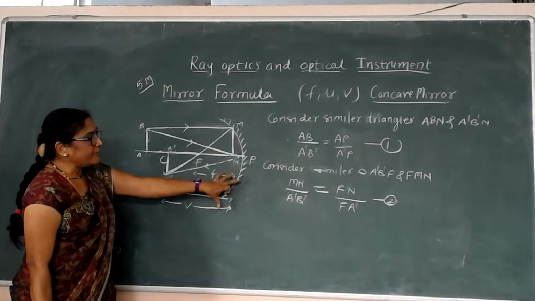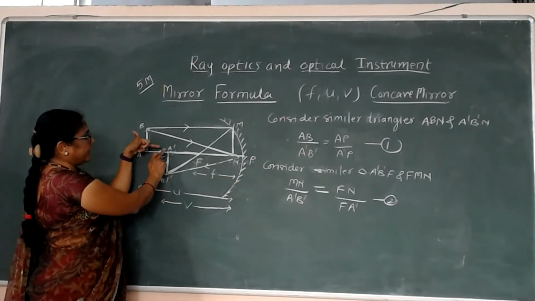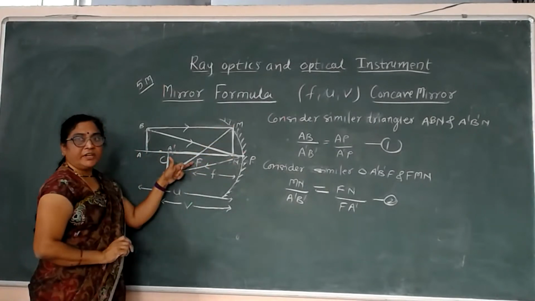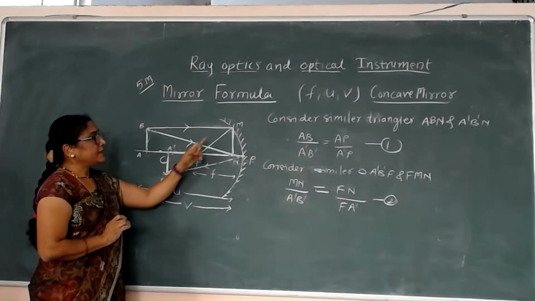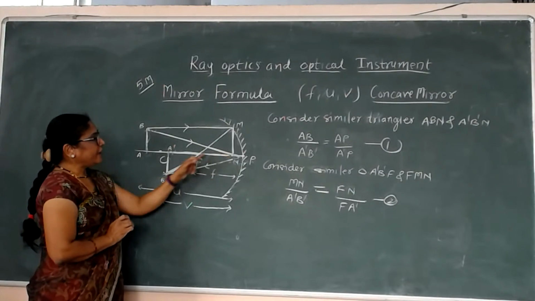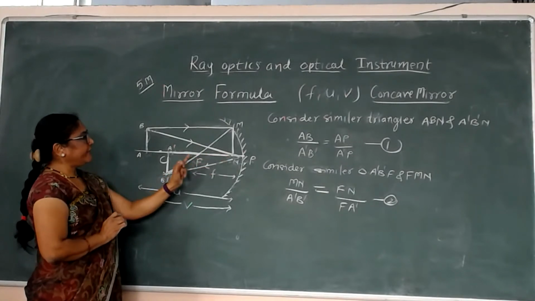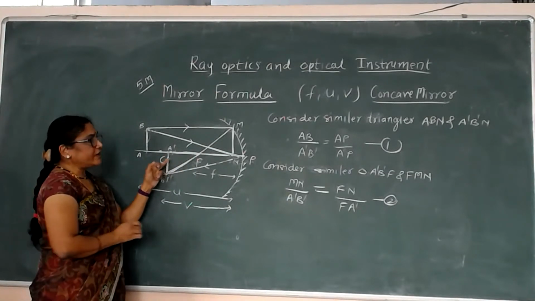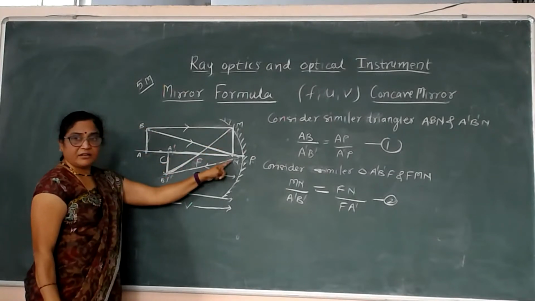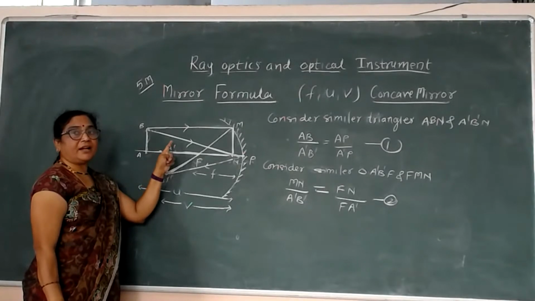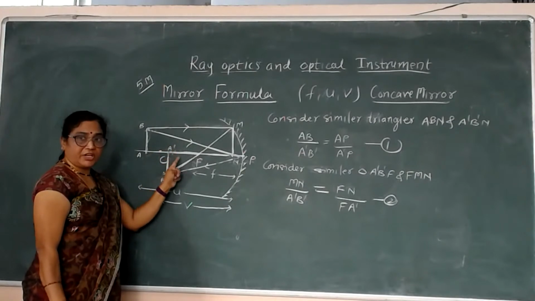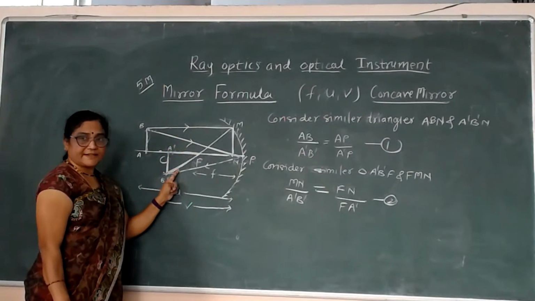So here, can we compare these two sides? That is triangle A'B'F and the other triangle FMN. In this, we compare the two similar sides: MN divided by A'B', and the other one is FN divided by FA'. Here MN and AB are both parallel to each other and both are the similar sides.